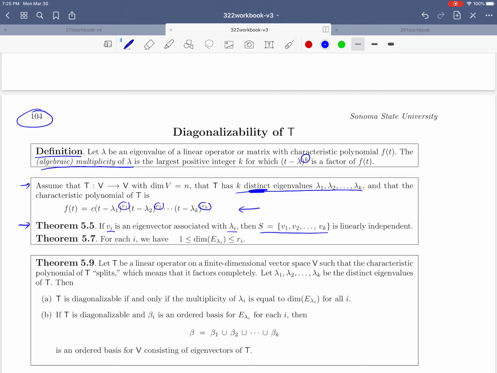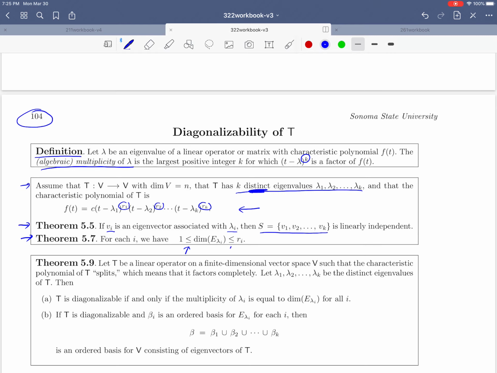There's one other thing that we can say. That's Theorem 5.7. It tells us something about the size of the eigenspace. The dimension of E lambda i is always between 1 and ri. What is that saying? Let's take it one inequality at a time. The fact that 1 is less than or equal to the dimension is just saying that every eigenspace has to have at least one linearly independent eigenvector. It's not possible that we have no eigenvectors with an eigenvalue.